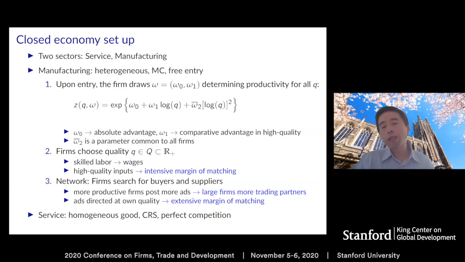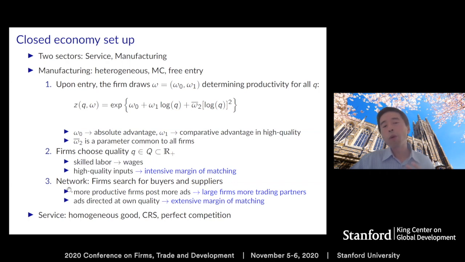On the input side, which I'll spend more time on, there will be a production function that makes sure that for a firm of higher quality, its marginal valuation of high quality inputs will be higher. So we're building in some supermodularity such that it gives us the intensive margin of matching that we motivated in the empirical facts.